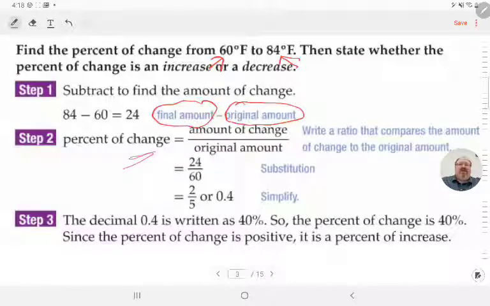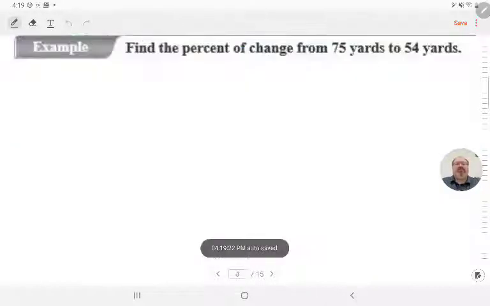And now we go back to the equation that I was telling you about. Percent of change equals amount of change over the original. So it would be 24 over the original, which is 60. So 24 over 60, which when you divide that, that's 0.4. Now you have to move your decimal 2 places over so you get 40%. And since it's a positive number, it's a percent of increase. Okay? It's an increase.